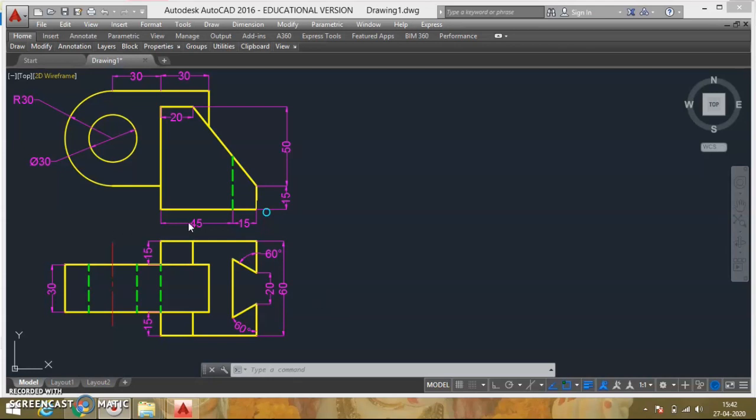Once you identify that, then the next thing is to find out LBH. Now breadth is 60, height is 15 plus 60, that is 75, and the length is 60 plus 60, 120. So to start with, I'll take a line command. From here I'll go on this side. I'll just turn on the ISO and ISO.